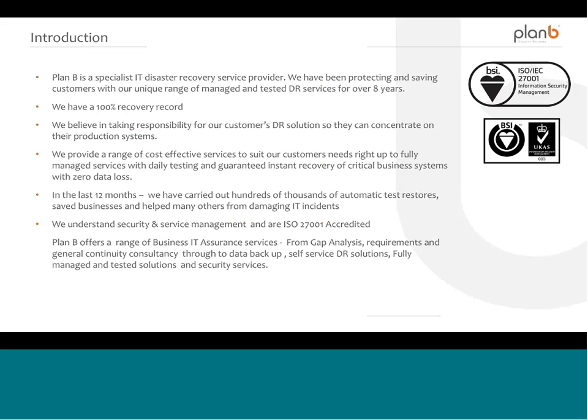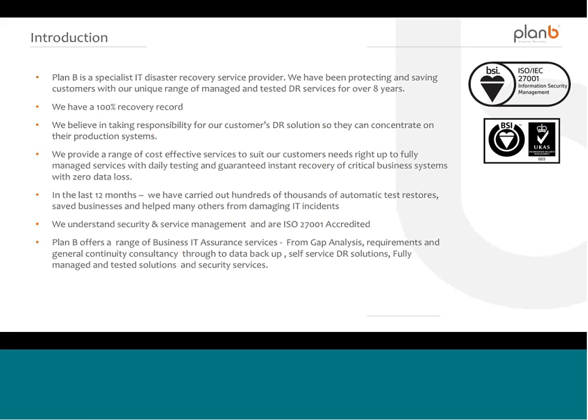So very quickly then, an introduction to Plan B. We are a specialist disaster recovery service provider. What I mean by that is it's all we do. We aren't an IT service provider in the general sense that does a bit of DR. We are a specialist. We have been a specialist since our inception, and we've been protecting and saving our customers with a range of services for 8 or 9 years now.